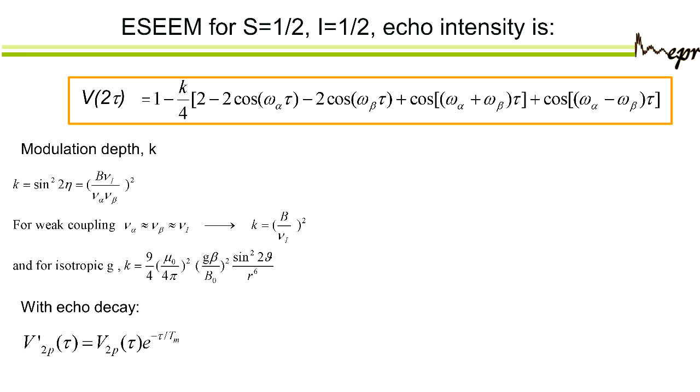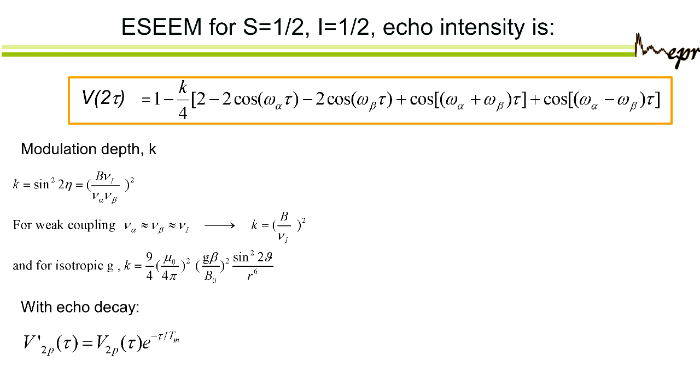So it really depends on the relative hyperfine and the relative nuclear Zeeman. If we have very weak couplings, ni alpha is about equal to ni beta, about equal to ni I, and then the modulation depth is given by B over ni I. Now in this case, you will just see modulation at the nuclear Larmor frequency. So immediately you can tell, oh, I have protons, I have deuterium, I have something like this.